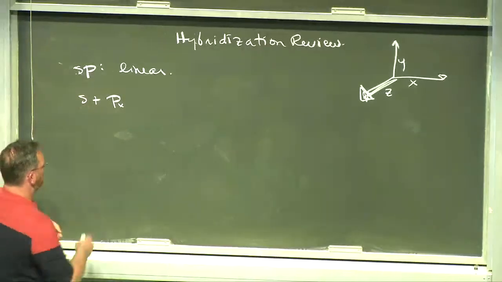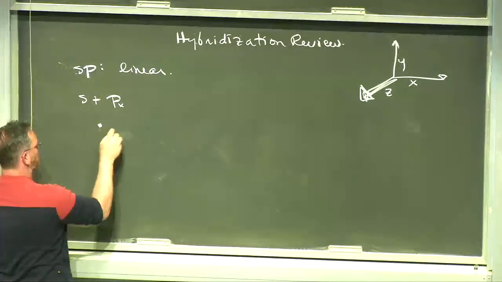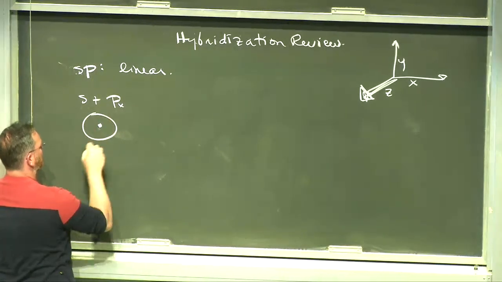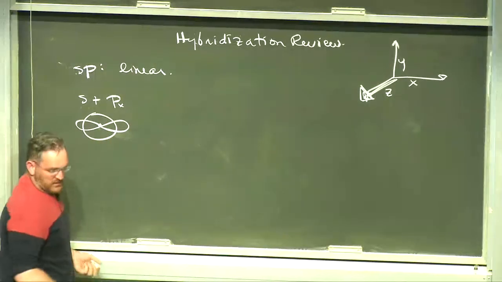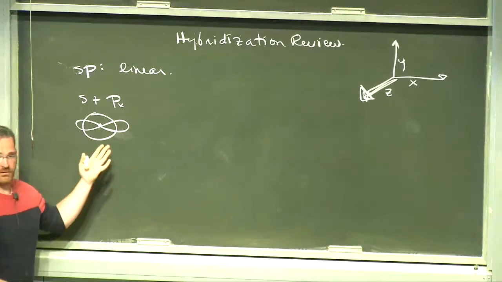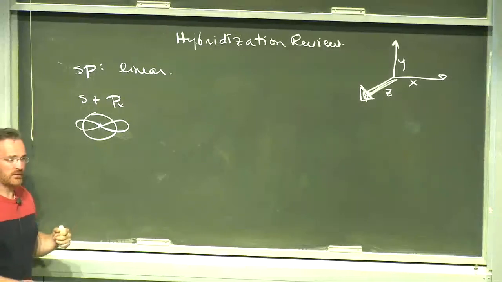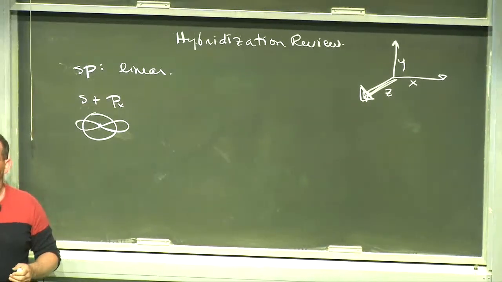So s plus px. So here's our central nucleus. There's my s. Here's my px. I'm going to arbitrarily color in the right. If you want, you can color in the left. If you want, you can color in the s. You follow your heart.